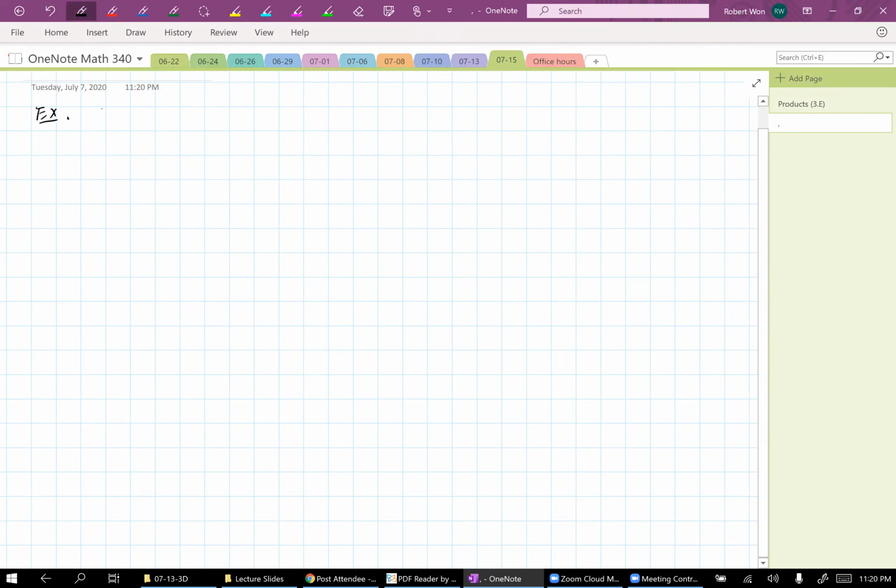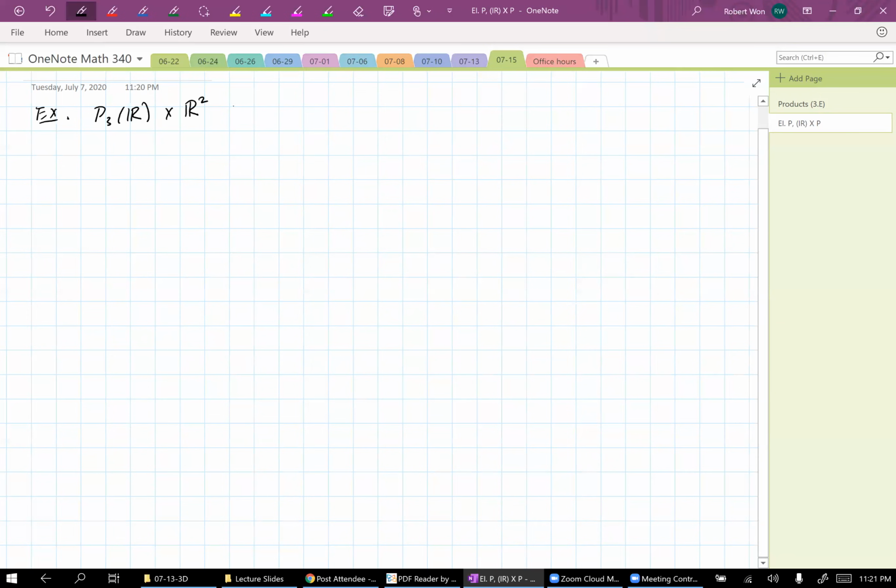Okay, let's take the product of what I write in my notes. Let's take the product of P3R cross R2. So these are both vector spaces over R, so it makes sense to take their product.